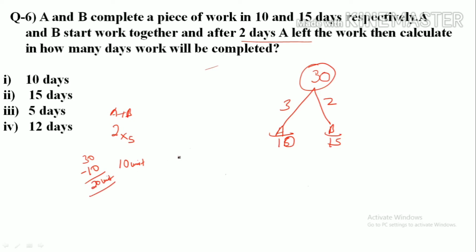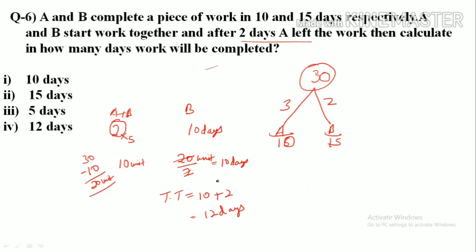And these 20 units of work are done by whom? A left, so by B, and B's efficiency is 2 units, which means B takes 10 days. And 2 days here. So total time equals 10 plus 2, 12 days, and that is our answer.